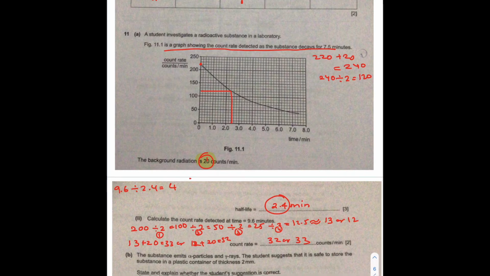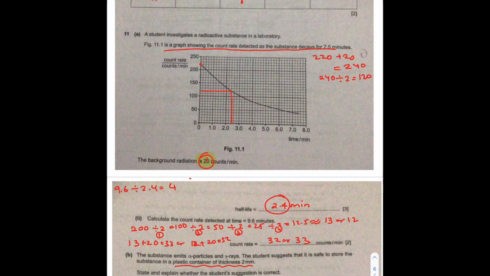The substance emits alpha particles and gamma rays. The student suggests that it is safe to store the substance in a plastic container of thickness 2 mm. State and explain whether the student's suggestion is correct. So it's incorrect. Alpha particles can be blocked by a thick sheet of paper, but gamma rays, even with lead, it's difficult. It's not 100% safe.